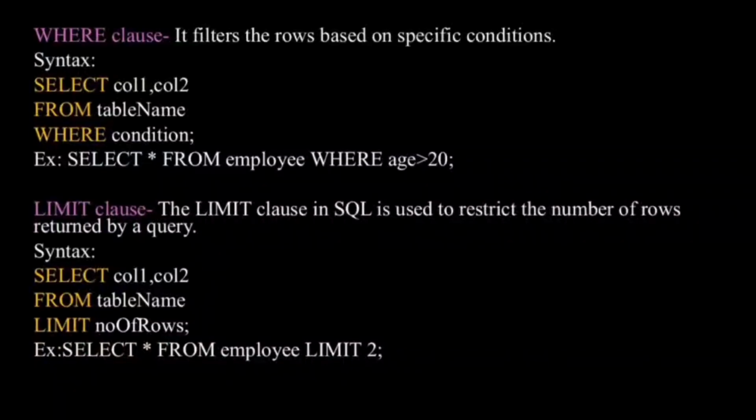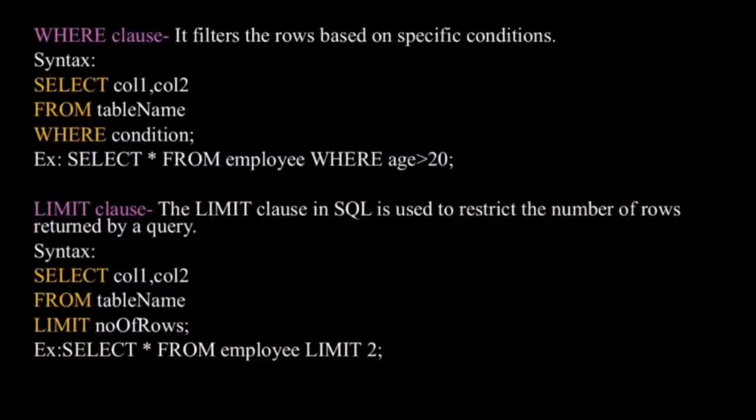Now the second clause is the LIMIT clause. The LIMIT clause in SQL is used to restrict the number of rows returned by a query. Let's understand with an example where you have a school with several students who scored above 90. Suppose there are 5 such students, but you only want to view the details of the top 3.